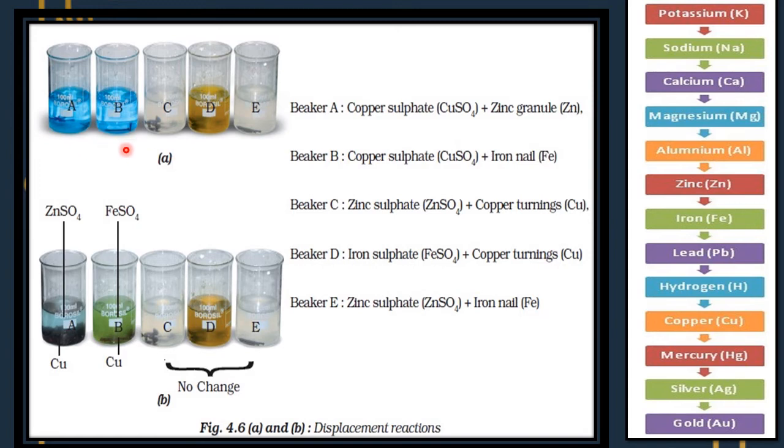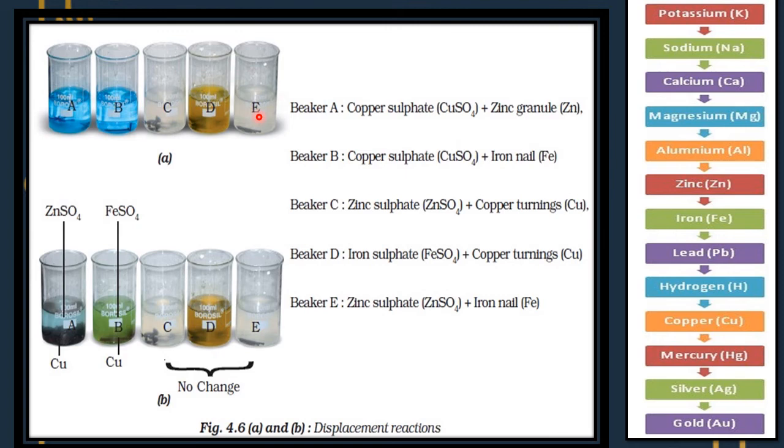So this is the condition before the reaction takes place. You need to observe the color of the beakers. A and B are blue in color due to the presence of copper sulfate. C is colorless because zinc sulfate is always colorless. D is green because iron sulfate is green in color. And E is again colorless due to the presence of zinc sulfate.